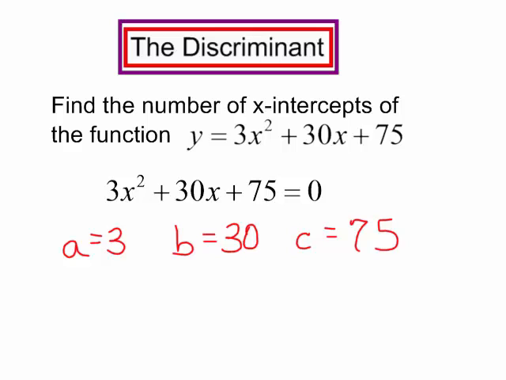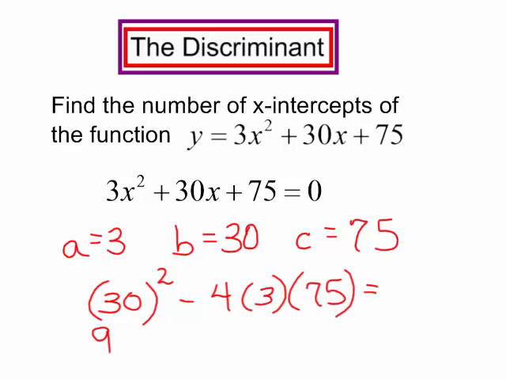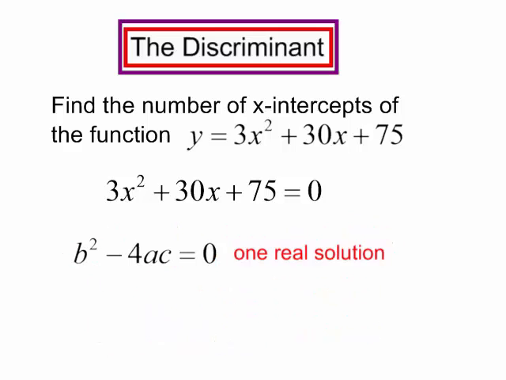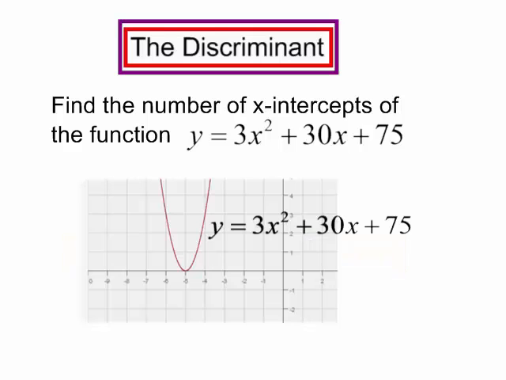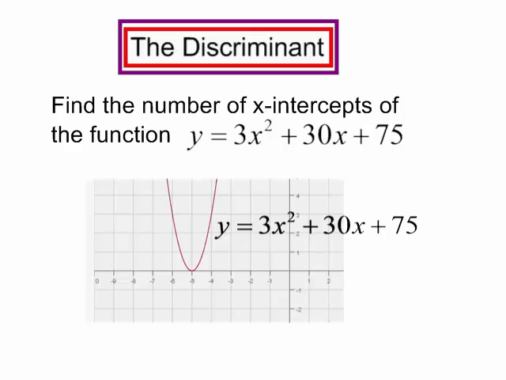Let's substitute these values into our discriminant. We will have b squared minus 4 times a times c. 30 squared is 900. 4 times 3 times 75 is 900. And 900 minus 900 is 0. This means that we will have one real solution. Here is our parabola. We do only have one x-intercept.